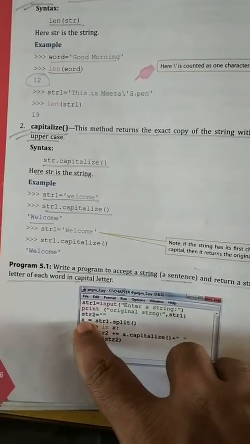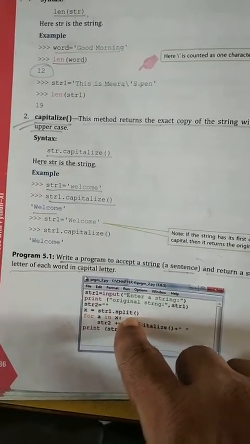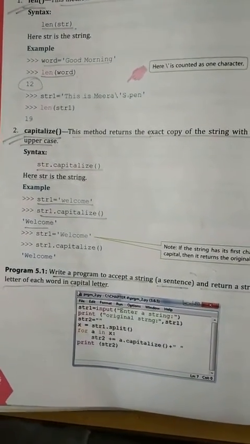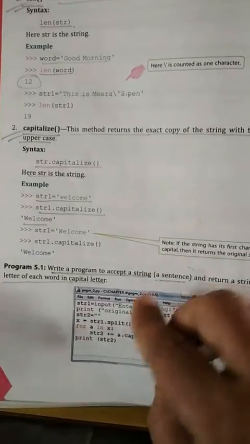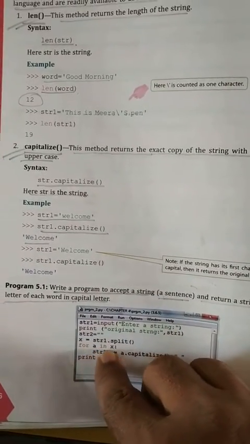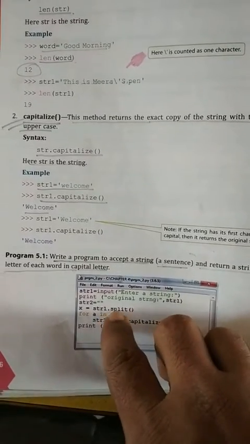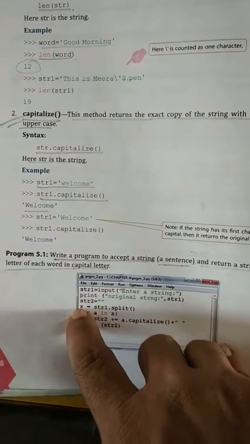It is empty. So x is equal to string1 dot split. After that, what will we do with the string? We will break it using the split method. Split function breaks the given string. Okay? For a in x, after breaking, it is being stored in x.